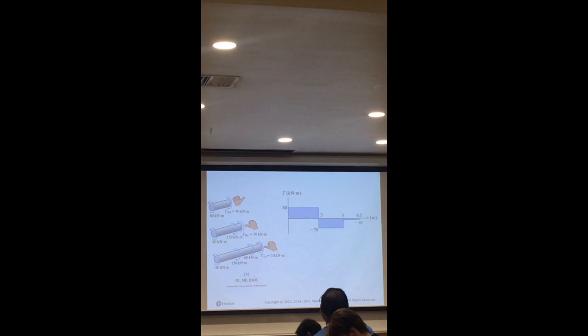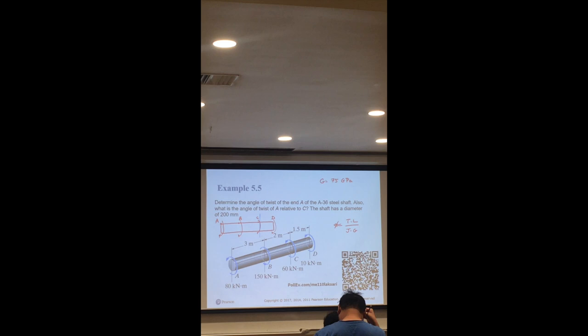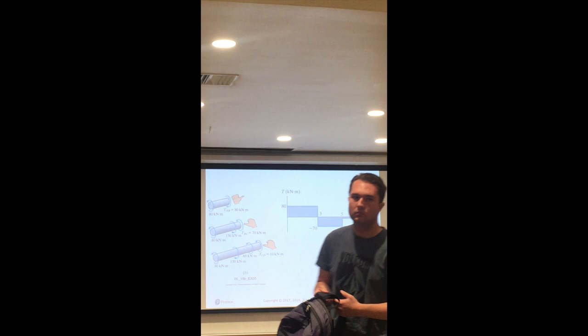Question? What was that again? CD, why is it negative? So that's the torque, right? The decision was that if the thumb is pointing inwards, in other words, if you have clockwise, that's negative. If the thumb is pointing outwards, that's positive. It's just a convention. If you come back and say this one is positive 10, that one is positive 70, and that one is negative 80 at the end, it still works out fine, as long as you're consistent.